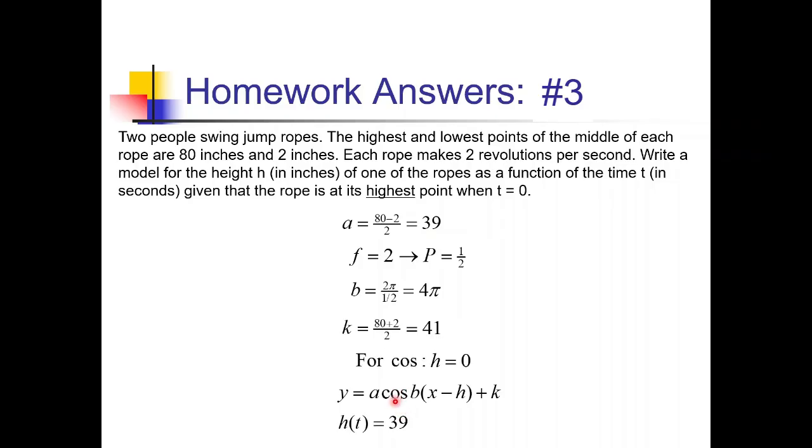We've got cosine and the b value of 4 pi. h is 0, so we just have t minus 0, or just t, plus our k value we found of 41. So all together, 39 cosine 4 pi t plus 41, that is our h function.